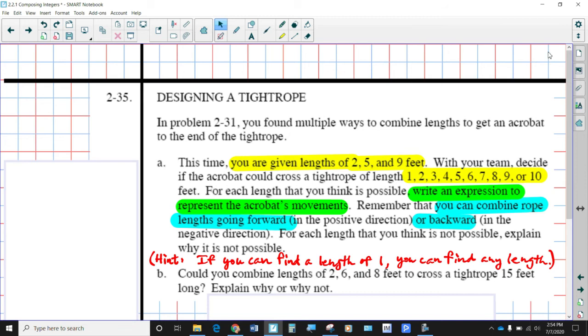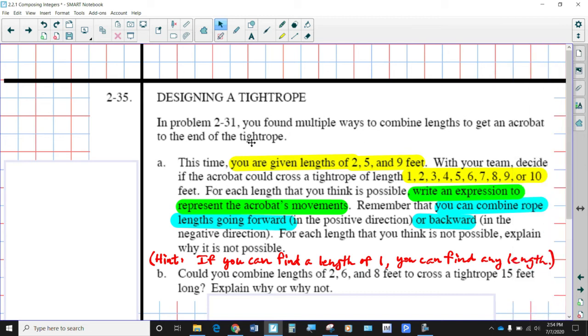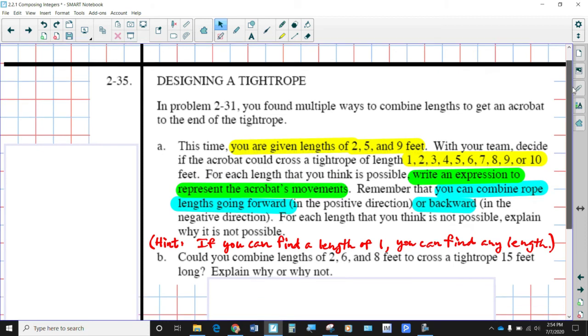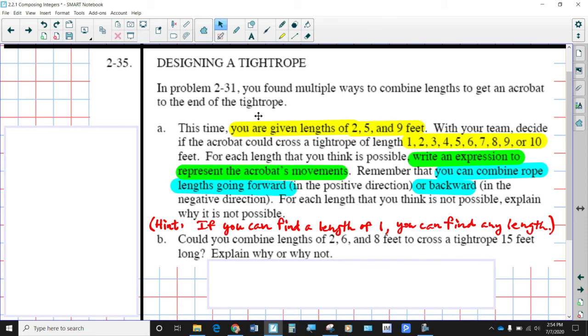All right, and I believe this is our last activity for this lesson. I'll read it out entirely for you, and then you can have a little fun with this too before checking with me to see how your answers are. In problem 31, you found multiple ways to combine lengths to get an acrobat to the end of the tightrope. This time, you have the lengths 2, 5, and 9.